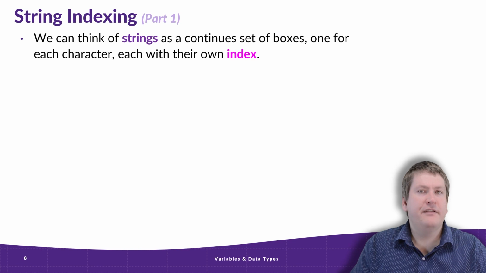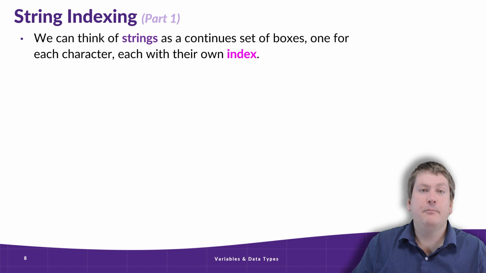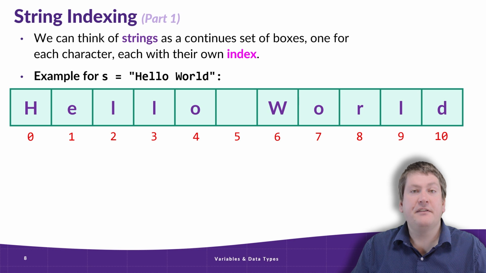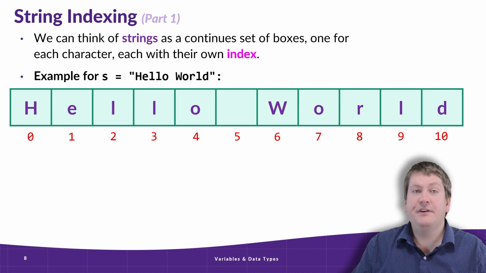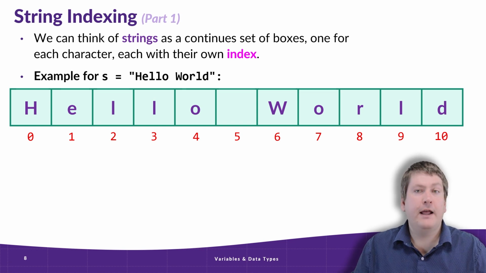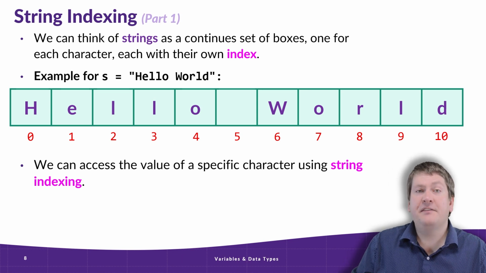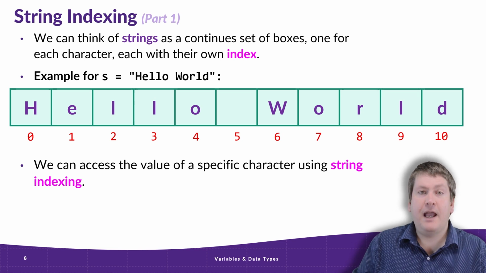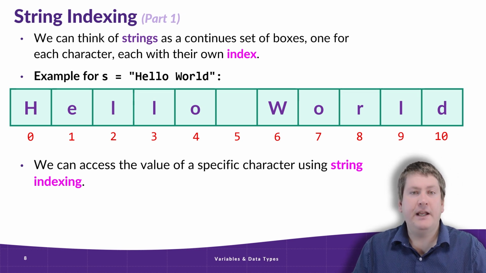One of the most important concepts to understand about strings is indexing. We can think of strings as a continuous set of boxes, one after another, that each store a single character. Each of these boxes is given a unique number to identify it, starting at 0 and going up by 1 for each character. We call this number the string's index. In this example on screen now, for the string "hello world", each character gets its own numbered box, including the space character. We can use that index to access a specific character in the string. For example, index 6 would be a capital W, and index 0 would be the capital H.